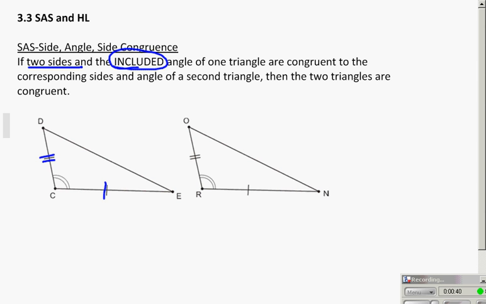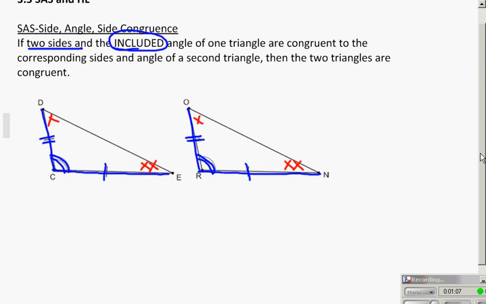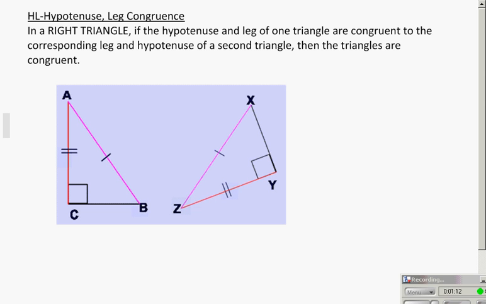You need to know the sides, and the crucial part is the angle that's between or formed by the two sides you know. So that angle in blue. This angle and this angle do not count, because those are not the included angle. So be very careful that you have two sides and the angle in between them.